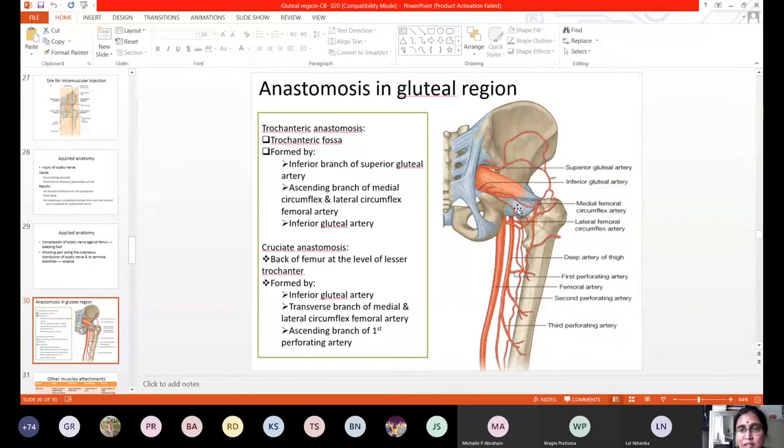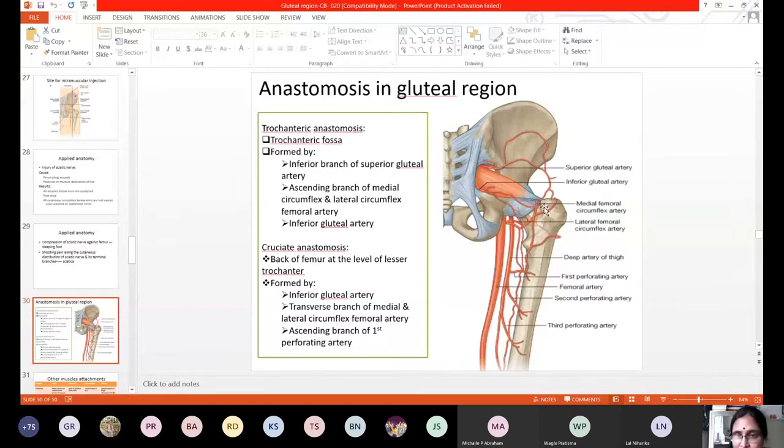This is the femur. This is the head of the femur, which is articulating with the acetabulum to form the hip joint. This part of the femur is known as neck. This part of the femur is known as the greater trochanter. This is the lesser trochanter. Posteriorly, this is the intertrochanteric crest, anteriorly intertrochanteric line. And this part of the femur is known as the shaft of femur. So now the anastomosis lying on the gluteal region, there are two important: trochanteric and cruciate anastomosis.